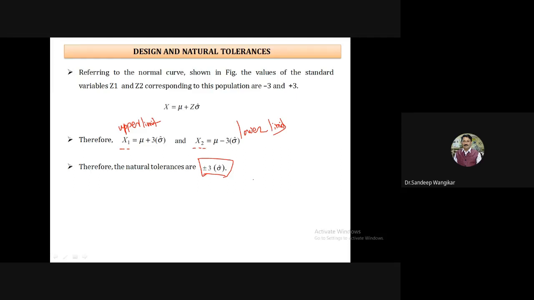We will take one numerical, then we will come to know how these Z1 and Z2 are required to be calculated, so give this figure more concentration. The main formula is x is equal to mu plus Z into sigma, where x stands for the upper and lower limits, x1, x2, and Z1 and Z2 stand for the variables.